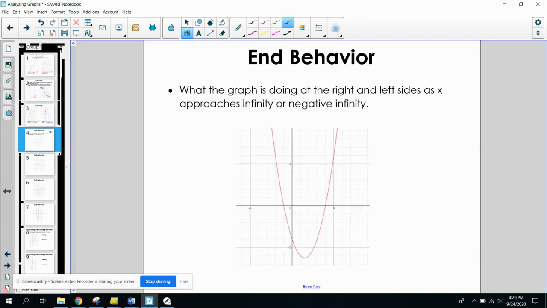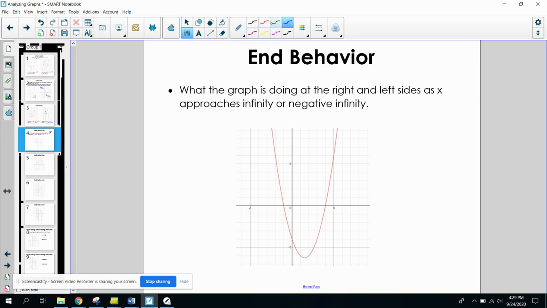Another key feature that we have is the end behavior. So the end behavior is very important, and that's what the graph is doing at the right and left sides as x approaches infinity or negative infinity. So when we look at a graph, the graph has 2 ends. There's a left end and there's a right end. So we want to look at each end and we want to see what is happening to the y values as x is either increasing or decreasing.